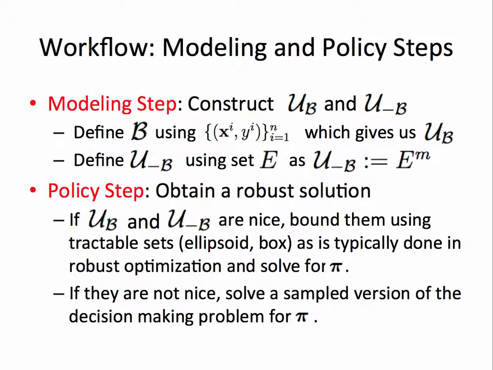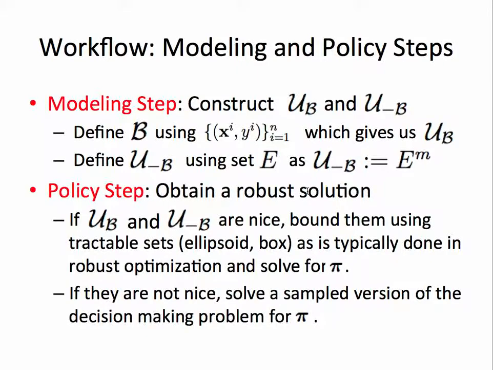So the workflow, which basically combines the modeling and policy steps, is as follows. In the modeling step, we construct U subscript B and U subscript minus B. We define the set of good models using the historical data, which gives us U subscript B. We define U subscript minus B using an a priori known set E as the m times cross product of the set E. Once we have defined an uncertainty set U, we can go forward to the policy step where we obtain a robust solution.